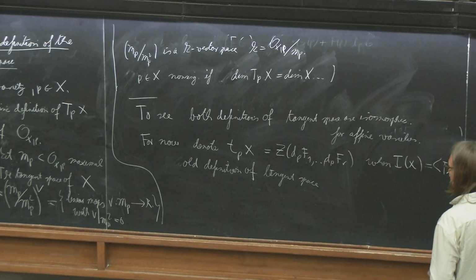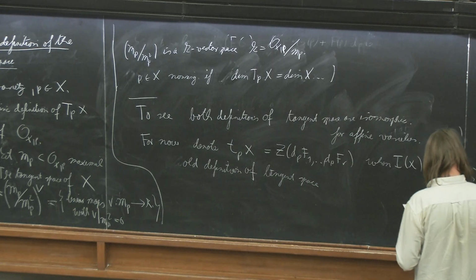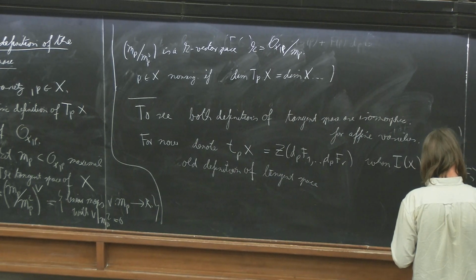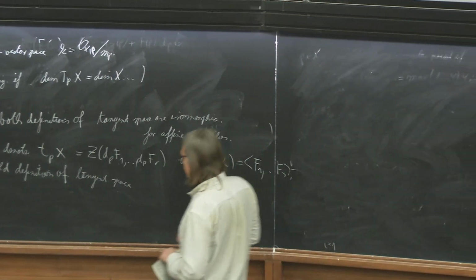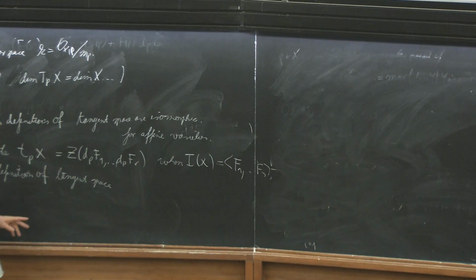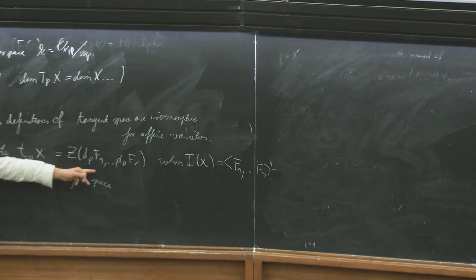Okay, let's just see. So what we want is to take an element in this tangent space, so in the zero set of this thing, and associate to it a map from mp modulo mp squared to k.